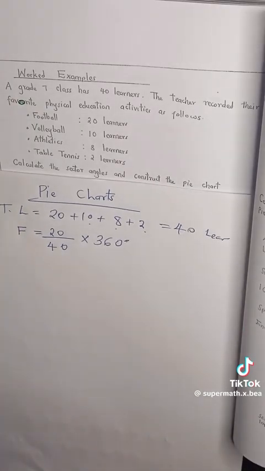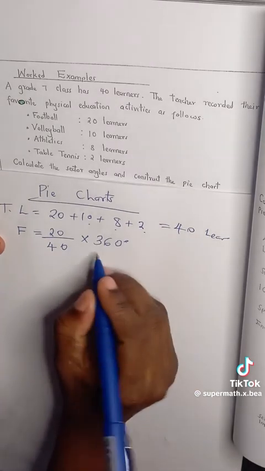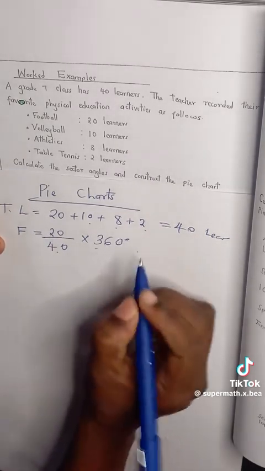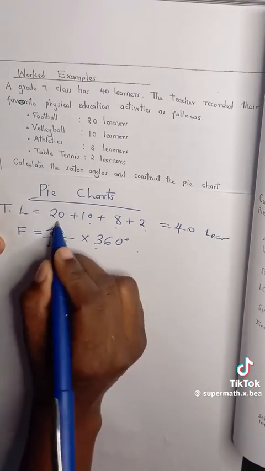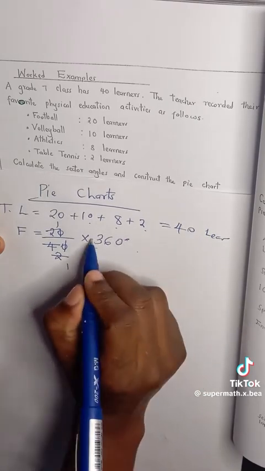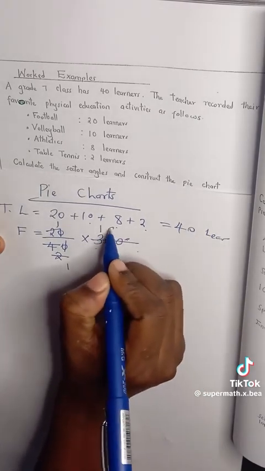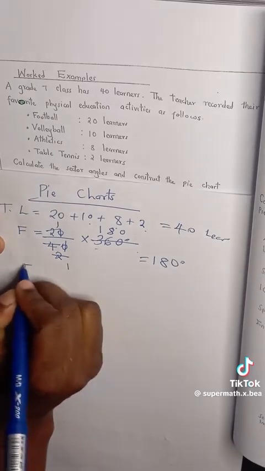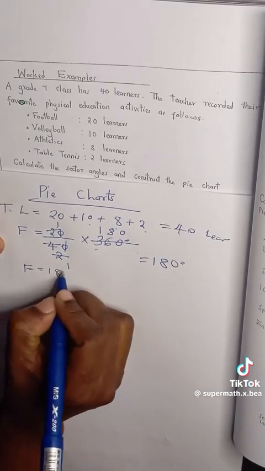That is angles in a point. It will be 360 degrees. Now it will be 20 over 40 times 360 degrees. Dividing, 20 by 2 is 10, 40 by 2 is 20, 1 by 2, 2 by 2, 180. It will be 180 degrees. Now football is equal to 180 degrees.